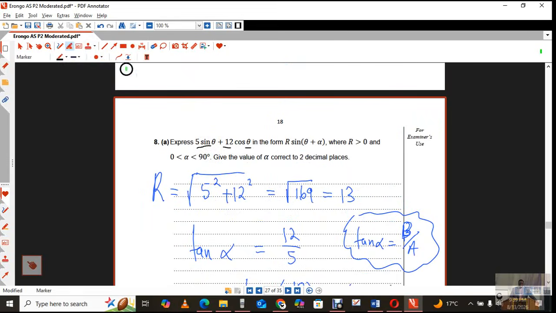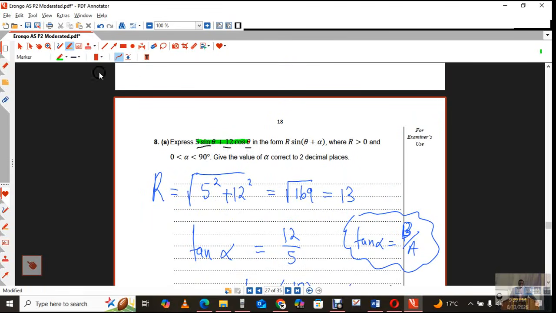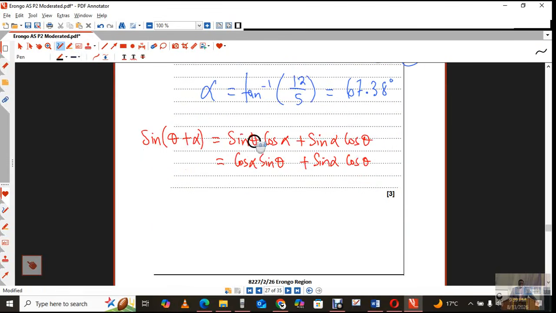That's the part: 5 sine theta plus 12 cos theta. So I'm going to write that down here. So you have 5 sine theta plus 12 cos theta. Good. Can you see that?